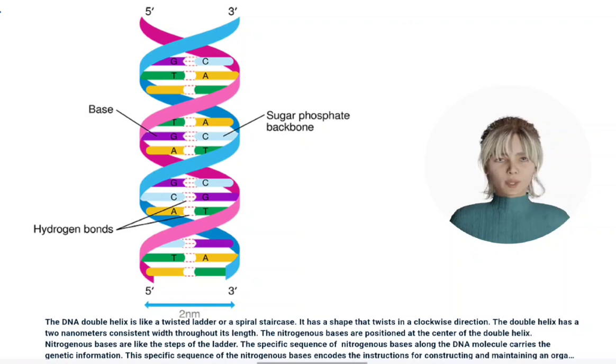The specific sequence of nitrogenous bases along the DNA molecule carries the genetic information. This specific sequence of the nitrogenous bases encodes the instructions for constructing and maintaining an organism.